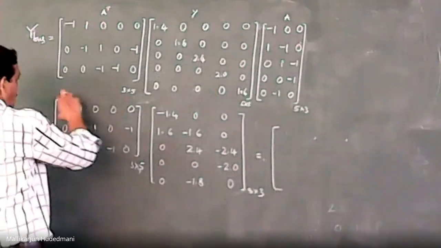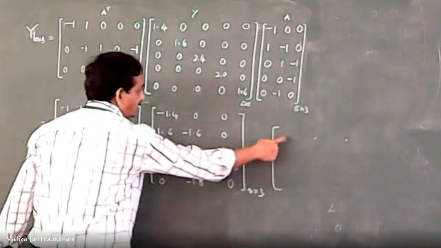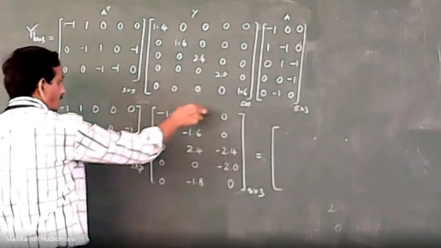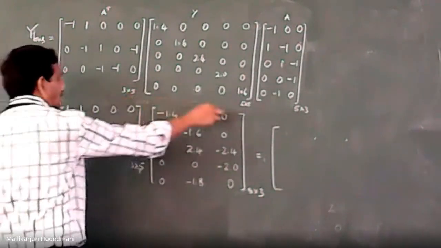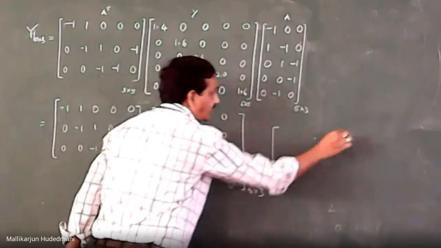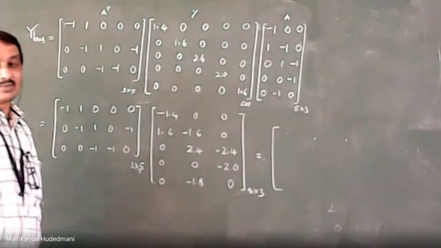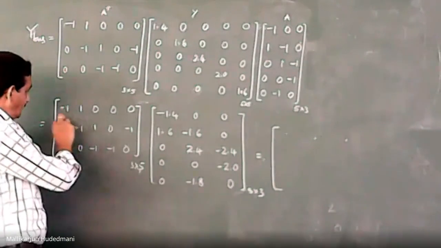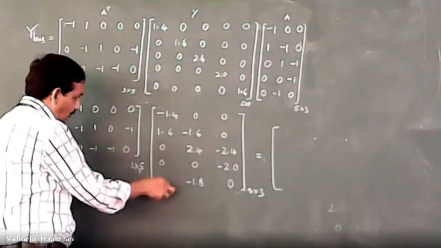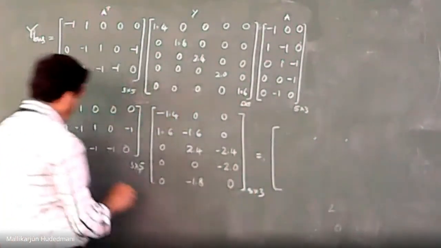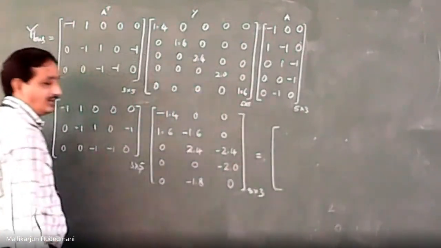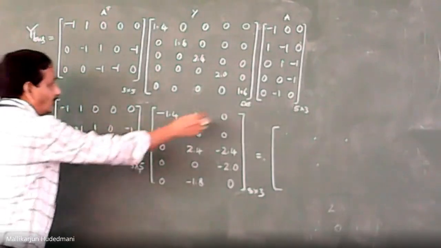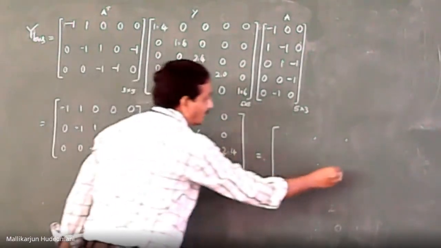3 elements. First row, first column, first data. First row, second column, second data. First row, third column, third data. I'll get 3 entries in the matrix. So slowly I'll repeat. Second row, first column, first entry. Second row, second column, second entry. Second row, third column, third entry.